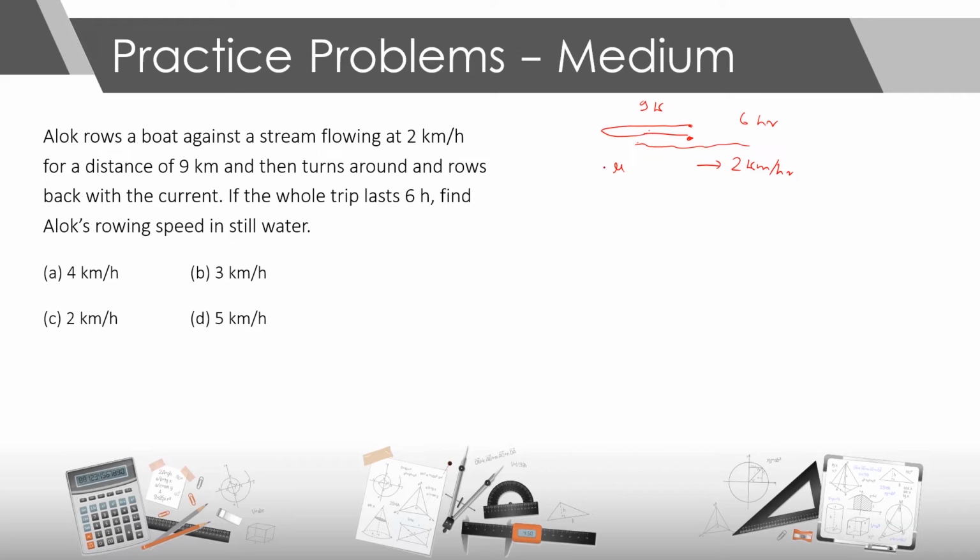So suppose Alok rows at a speed of u in still water. So when he is moving upstream, he will take time which is equal to distance upon speed. So distance is 9 kilometers divided by u minus v, u minus 2. So this is his time taken upstream. Then he is moving downstream. So time taken will be 9 divided by u plus 2. And the total time taken is 6 hours. So if we solve this equation, we will find out the value of u.